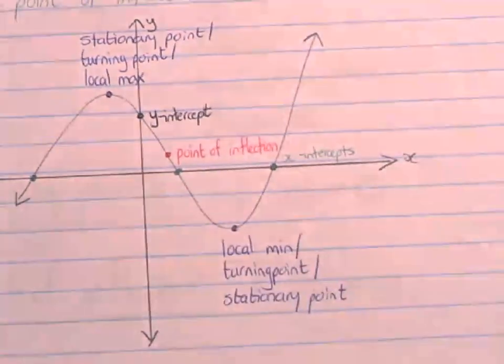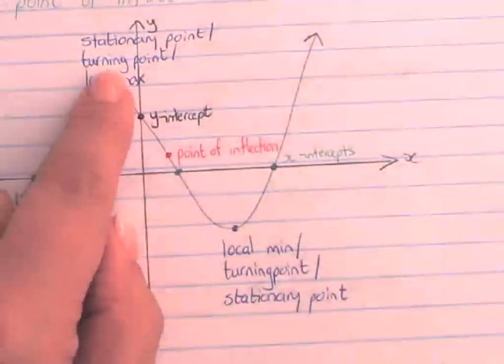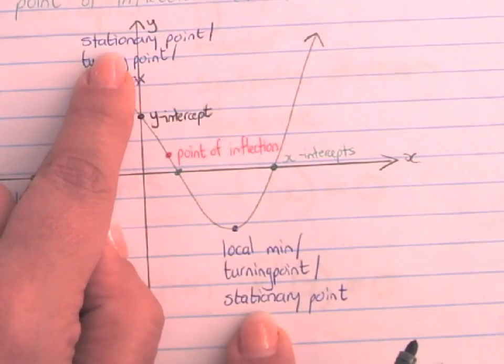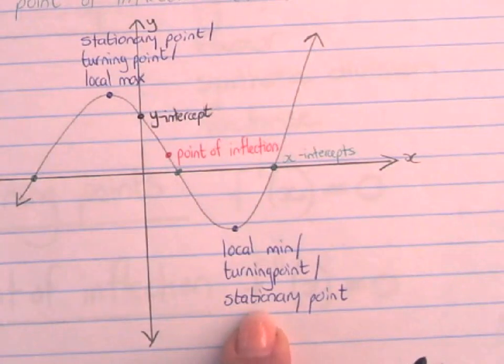Right. The other word for a turning point is a stationary point. So if I ask you, determine the stationary points, I actually ask you, determine the turning points.